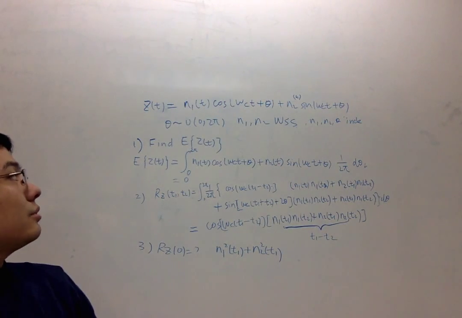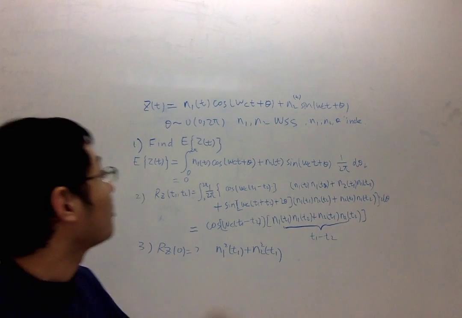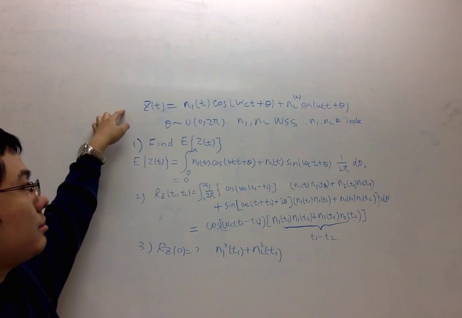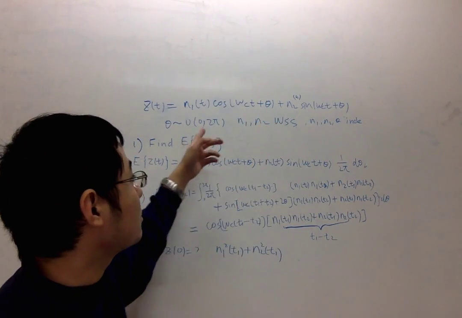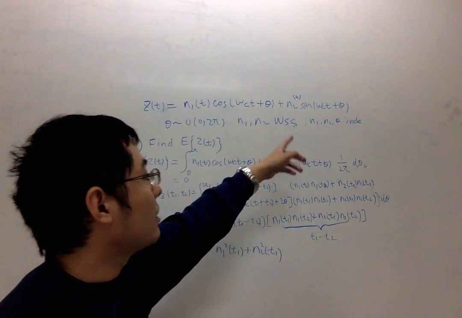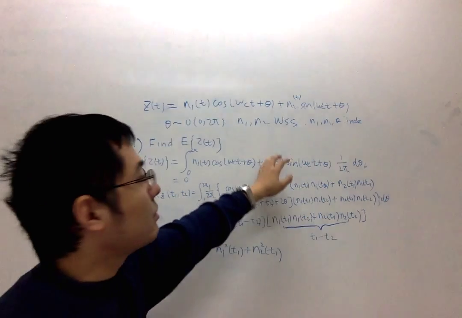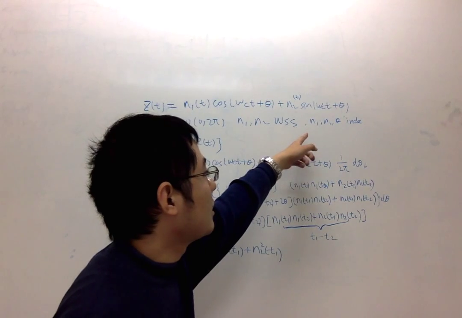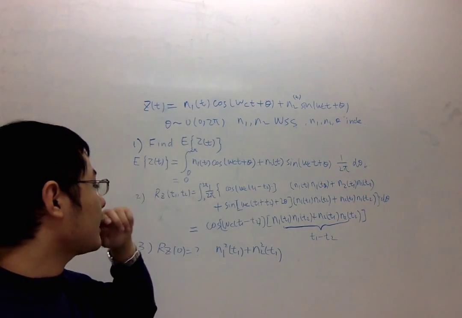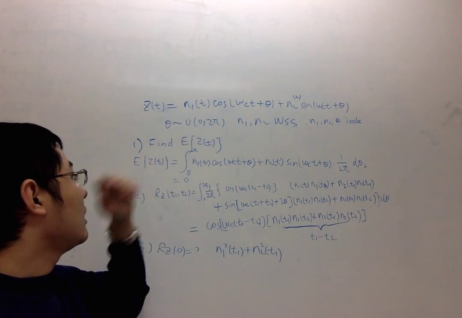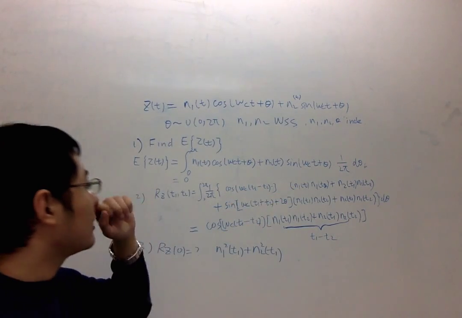Okay, so the first question we're dealing with today is about wide-sense stationary. We're given a certain stochastic process, with theta uniform from 0 to 2 pi. We're given that N1, N2, and theta are independent, but we don't know the concrete form of N1 and N2. First, we need to find the expectation of this process.